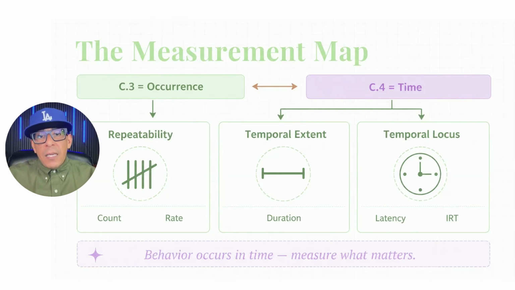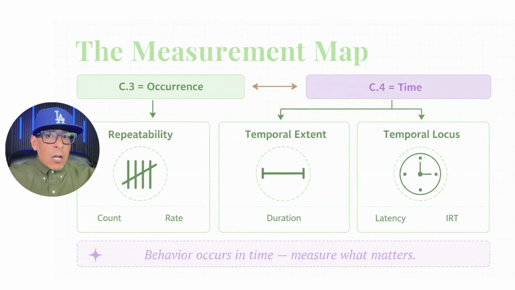Repeatability means behavior can occur more than once, so it gives us measures like count and rate. Temporal extent means behavior takes up time, so it gives us duration. Temporal locus means behavior occurs at a certain point in time compared to other events, so it gives us latency and interresponse time, or IRT.